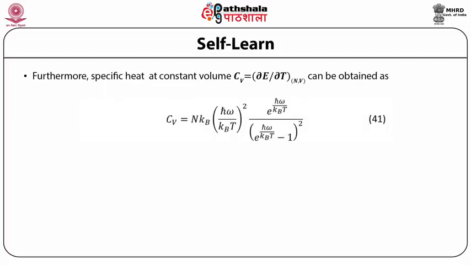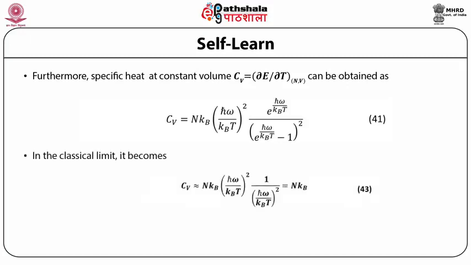Furthermore, specific heat at constant volume Cv is equal to the partial derivative of internal energy with respect to temperature at constant N and constant V, which can be obtained as Cv is equal to N kB multiplied by (ħω by kBT) whole square multiplied by e raised to power ħω by kBT divided by (e raised to power ħω by kBT minus 1) whole square.